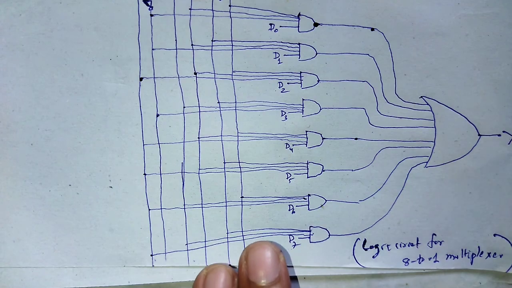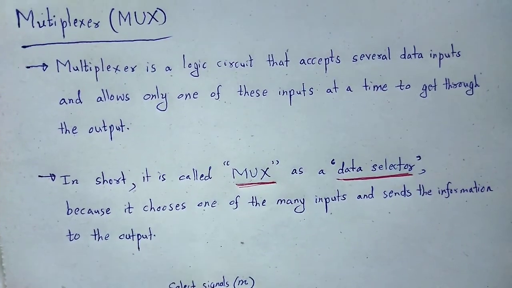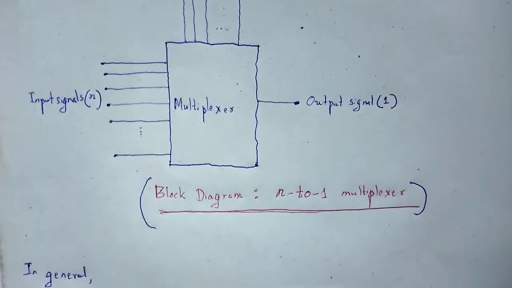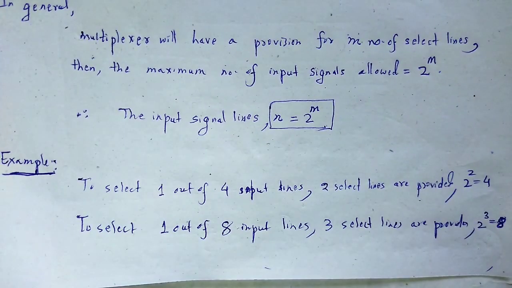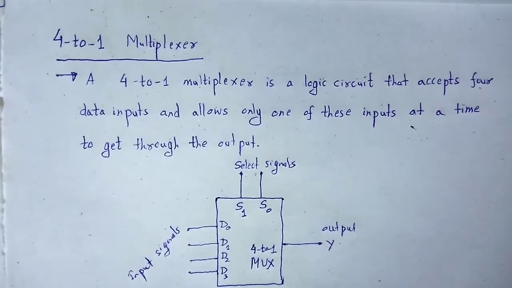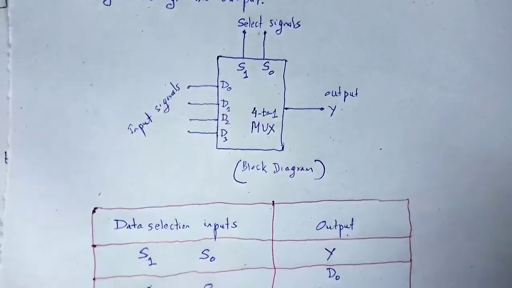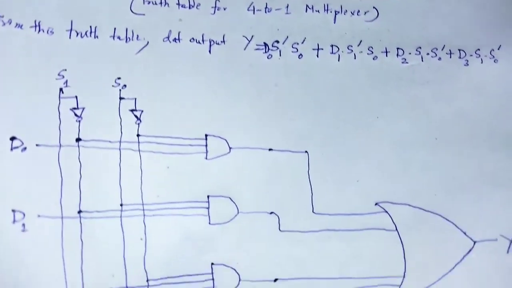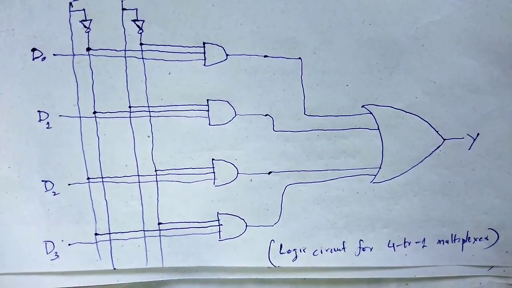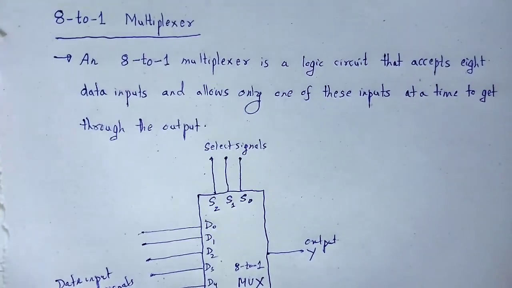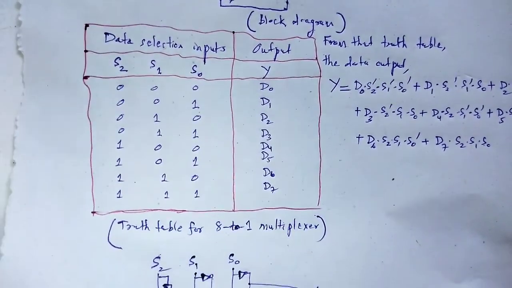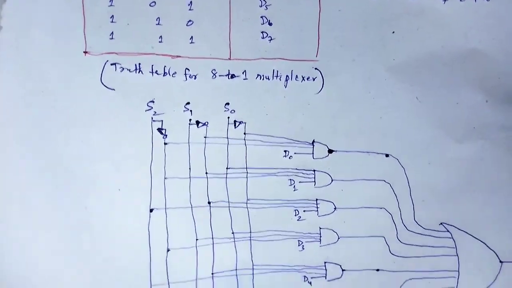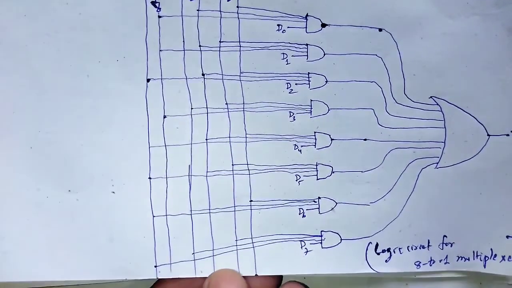So, with the help of this video lecture, we understand the concept of multiplexer, with discussion about two kinds of multiplexer: 4 to 1 multiplexer, its block diagram, truth table and its logic circuit. Another multiplexer as 8 to 1 multiplexer, its block diagram, truth table and Boolean expression. From that Boolean expression we construct the logic circuit.